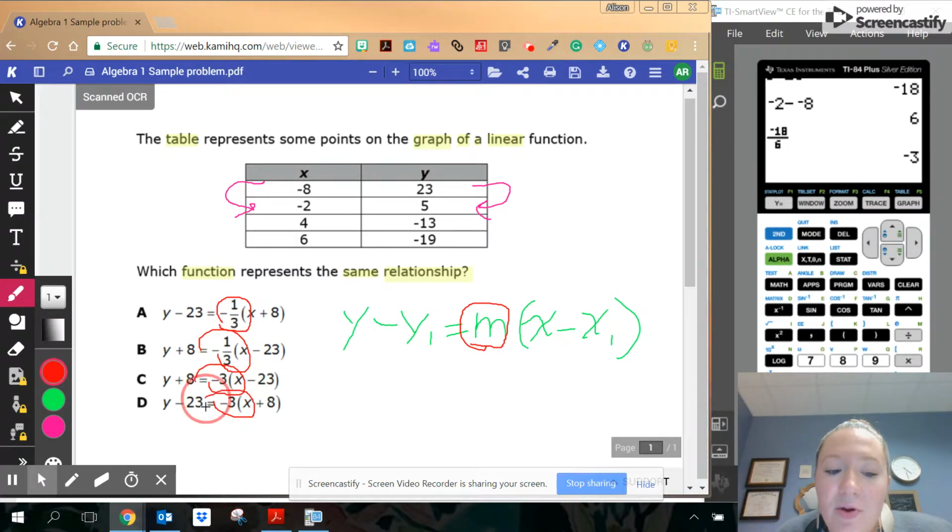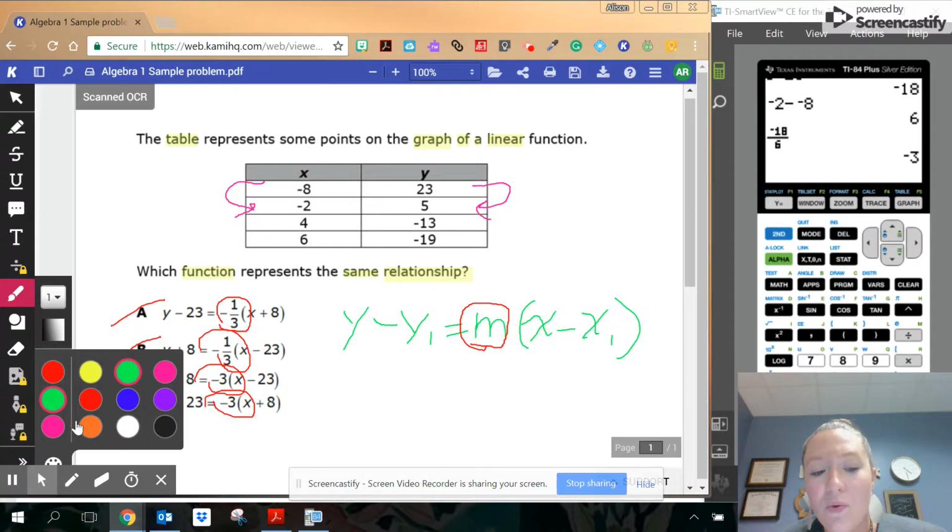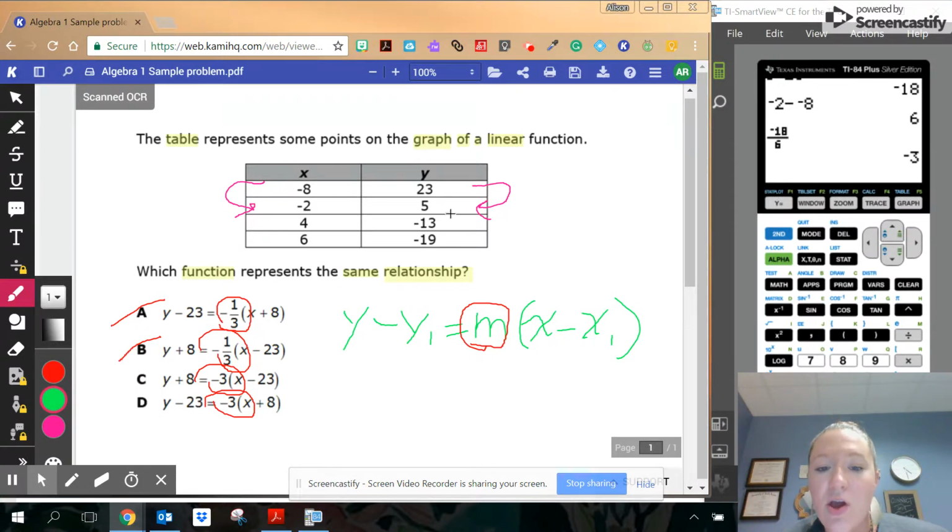There are 2 of these equations that don't have the correct slope in them. So I can cross off A and I can cross off B. The slope is not correct. Then, guys, I'm left with 2 equations. How do I know which one is the correct one? I can use a strategy where I pick one of these points, x and y, and plug it into the equation to see if it makes it true.